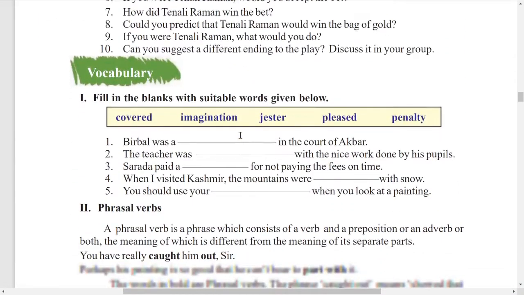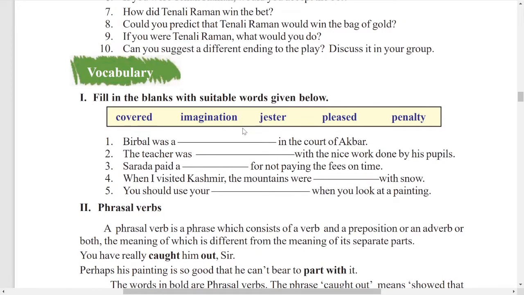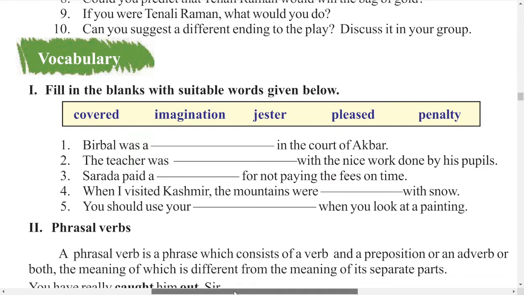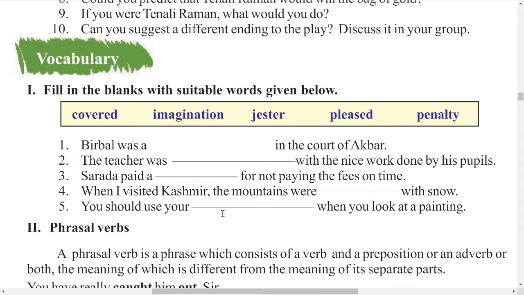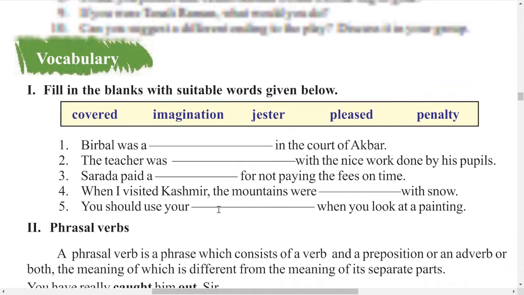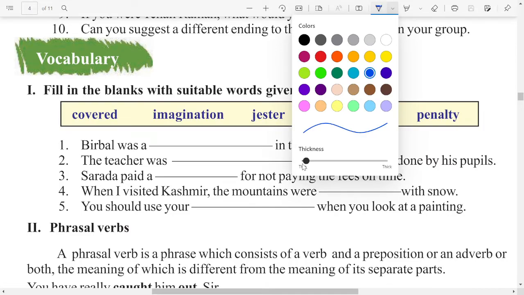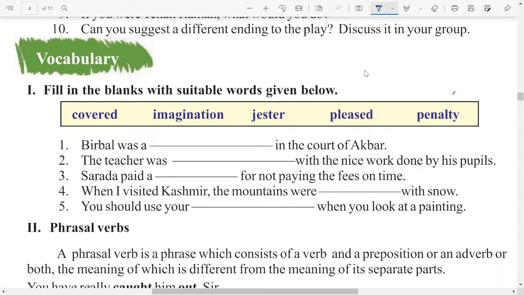Next, look at the vocabulary. Fill in the blanks with suitable words given. You have 5 sentences. Let us look at this, and you have 5 options above. So you have to fill in the suitable fillers here in the context.